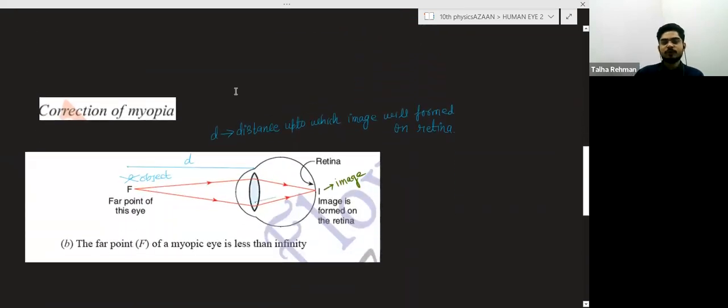Now correction of myopia. Basically, if an object is at the far point of the eye, then this object can be seen clearly by the myopic eye. This is the eye suffering from myopia, and this object is present at the far point of this myopic eye. So if the object is here, then the image will form at the retina, and this myopic eye is able to see the object clearly. Now in the correction we use this concept.